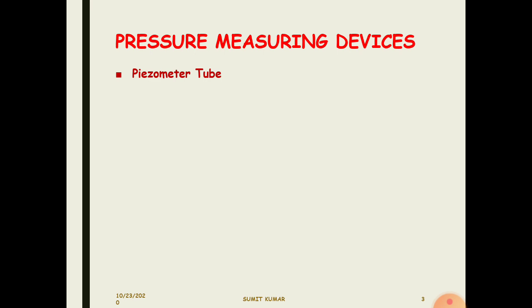There are numerous devices to measure fluid pressure. In this chapter, we will discuss some of them. The simplest instrument for measuring liquid pressure is the piezometer tube.